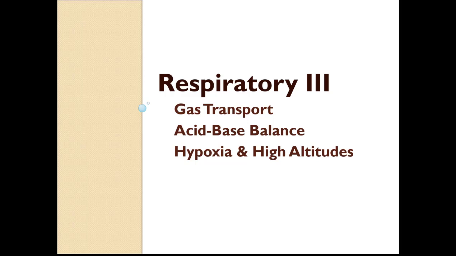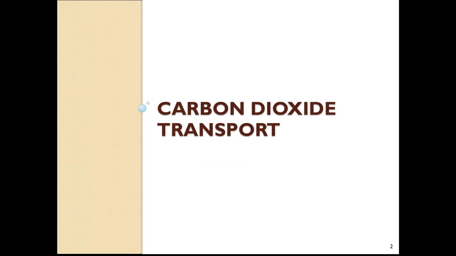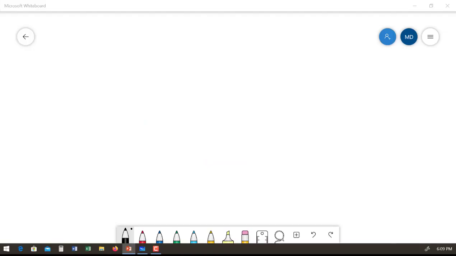And then that nicely leads into the acid-base balance of the blood, because carbon dioxide has a heavy effect on the acid-base balance of the blood. And then we'll talk a little bit about hypoxia and what happens when you go to high altitudes. All right, so with that, let's go ahead and take a look at carbon dioxide transport.